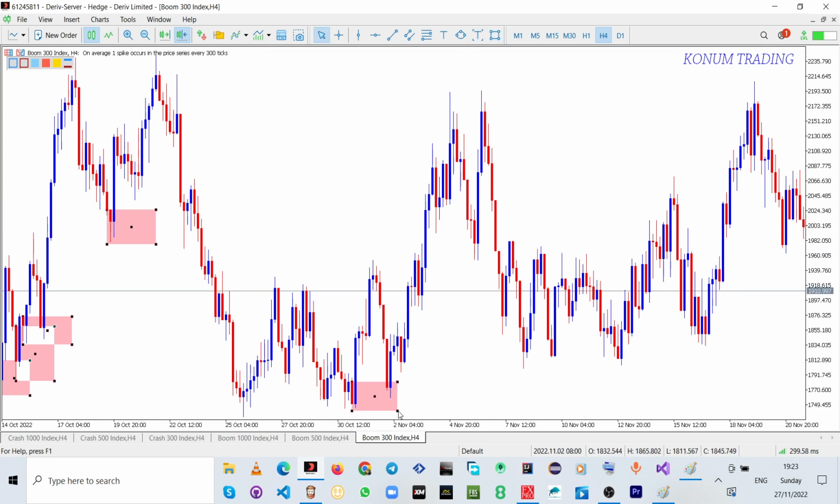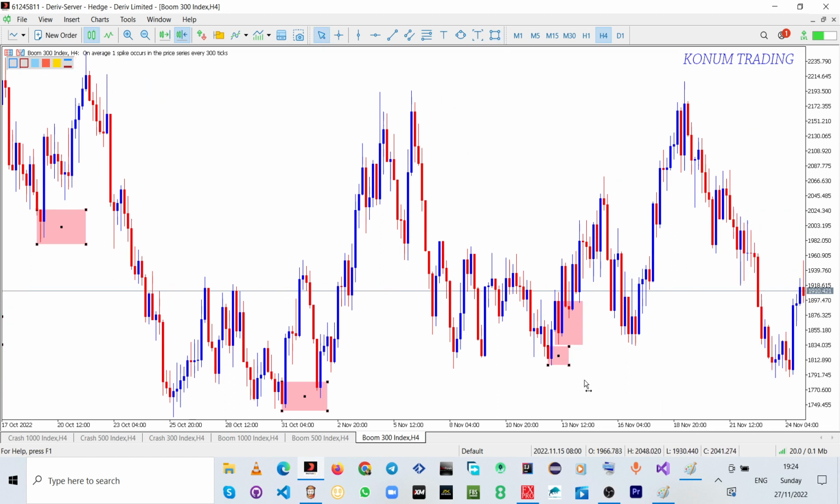Money was made. Didn't really engulf. Don't count that as a zone. Didn't really engulf. Did price engulf here? It didn't. But then money was made right here. Money was made right there. Did price reach? It didn't.